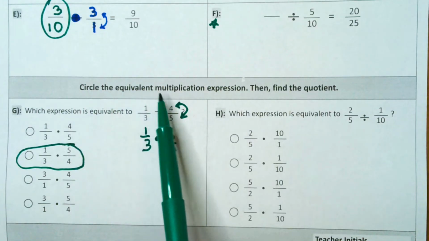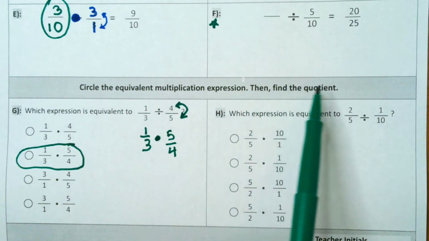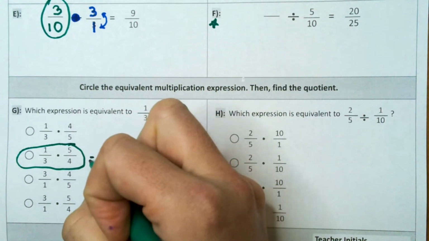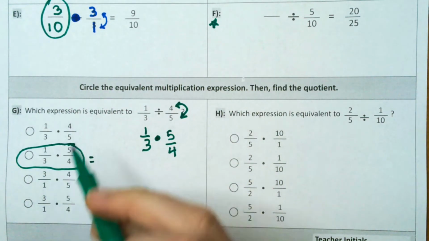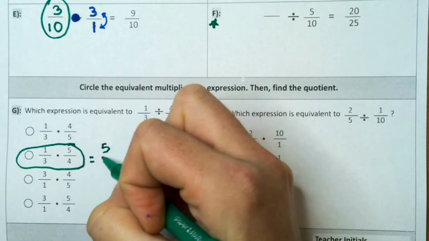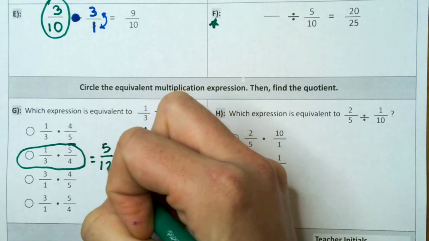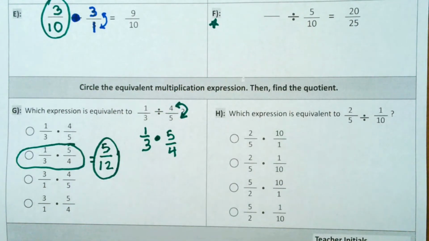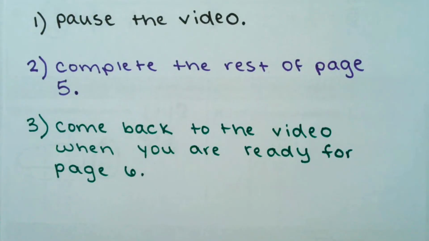Now it says circle the equivalent multiplication expression, then find the quotient. Okay, so we're not done yet. Now we can multiply across. 1 times 5 is 5, and 3 times 4 is 12. 5/12 is our quotient. Pause the video, complete the rest of page 5, and come back to the video when you're ready for page 6.